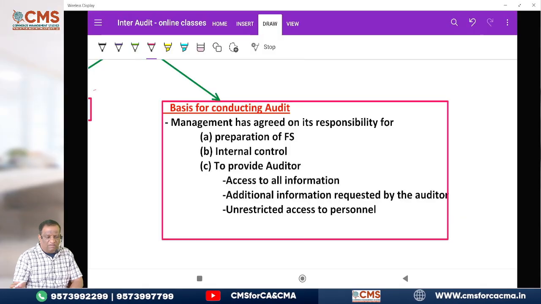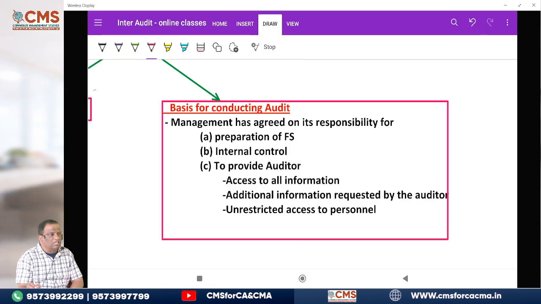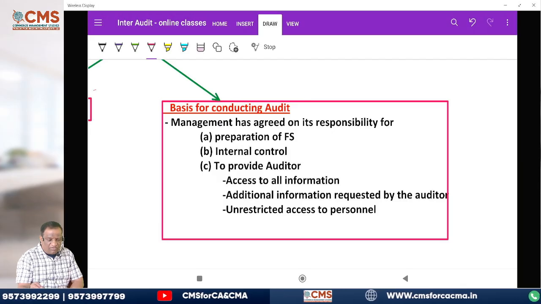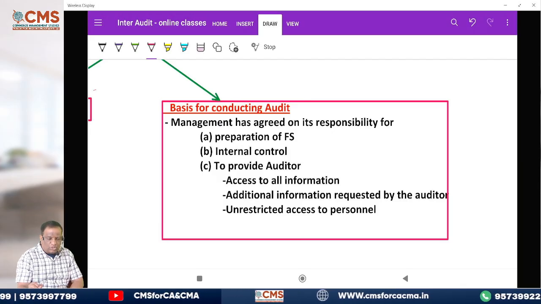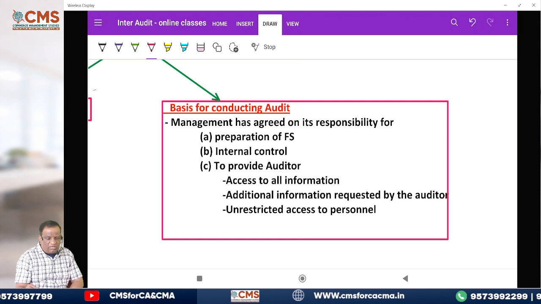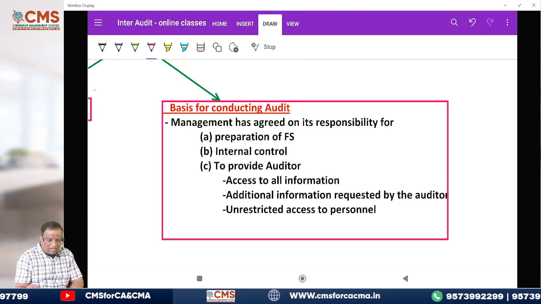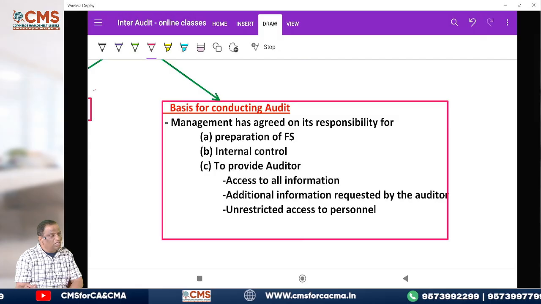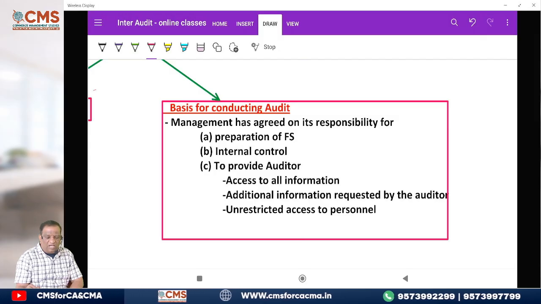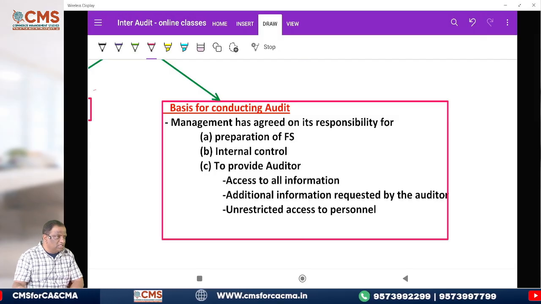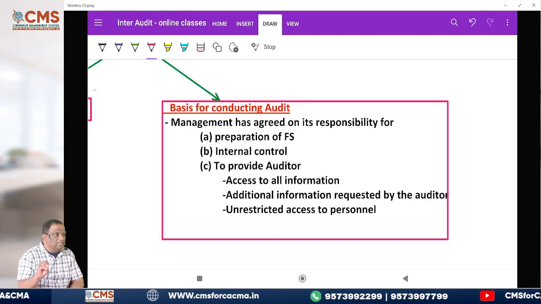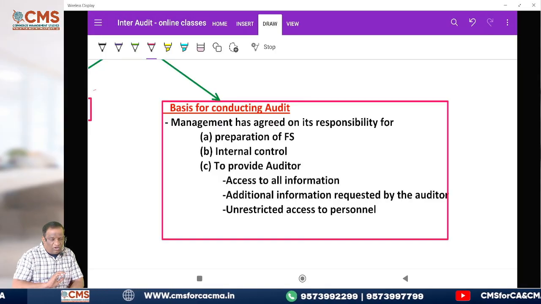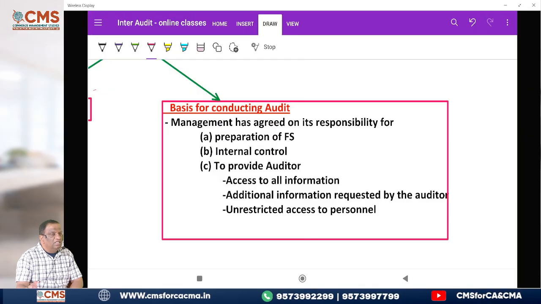Management must agree to its responsibilities for preparing the financials, internal controls, and providing the auditor access to all information. Not only that, even if I ask for any additional information, they must provide it to me, and they must give me unrestricted access to the personnel, that is the staff, so that I can go and discuss what I want. Unless they give me all this, I will not even accept it. That is what these preconditions are.